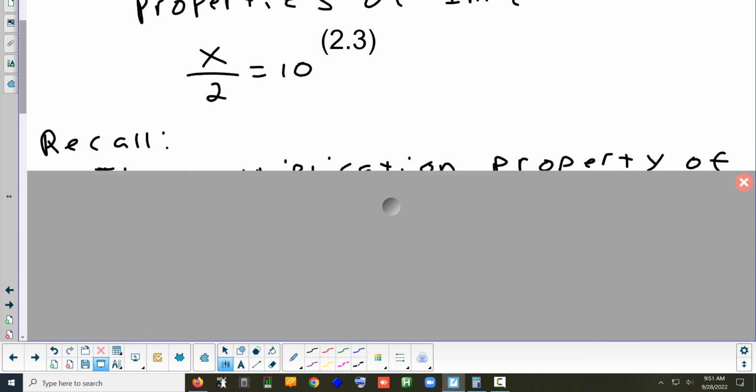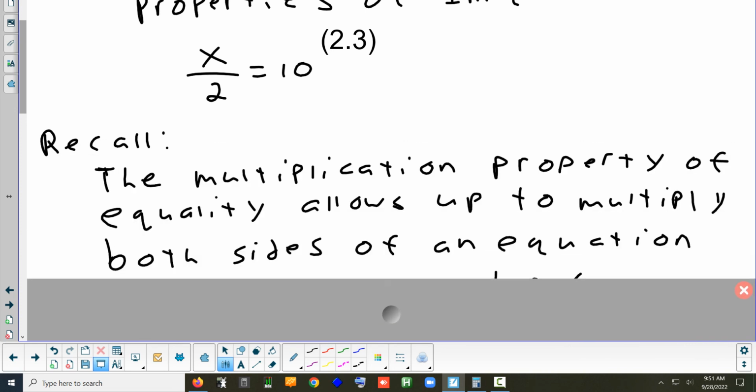So if I had something like this, x divided by 2 equals 10, what would you have to do on both sides to get x by itself? Anna? Times both sides by 2. So what she just said is the multiplication property for an equation. We're doing it for an inequality today, but it's almost the same thing. This is just a reminder, you don't have to write this down.